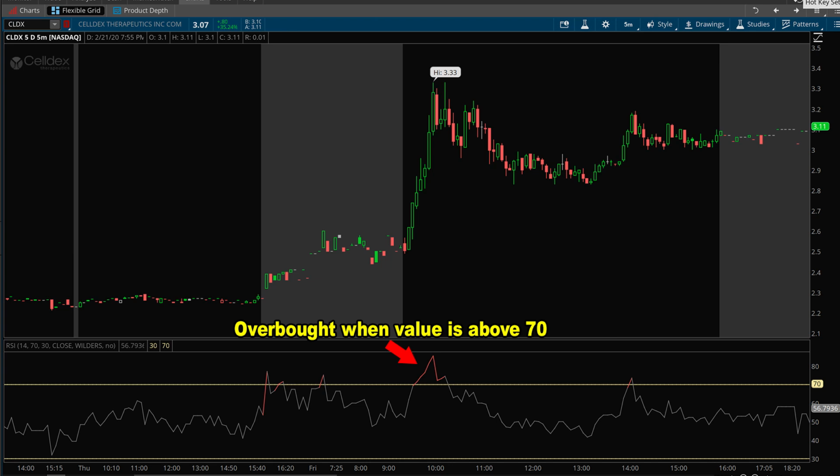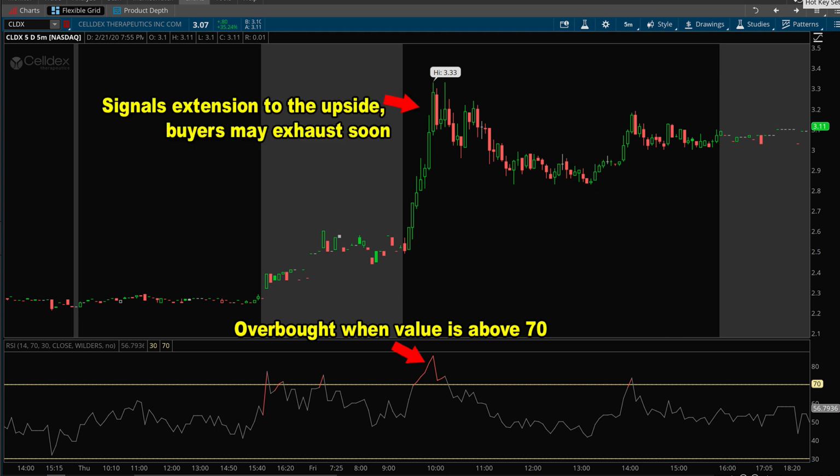But wait, remember I said that this MACD indicator works best when it's paired up with RSI. RSI is a momentum indicator that tells you when a stock is overbought or oversold. A stock is considered overbought when the RSI crosses above 70 and approaching 90. This means that there's potentially too much buying volume to the upside, and we could potentially be near the top.